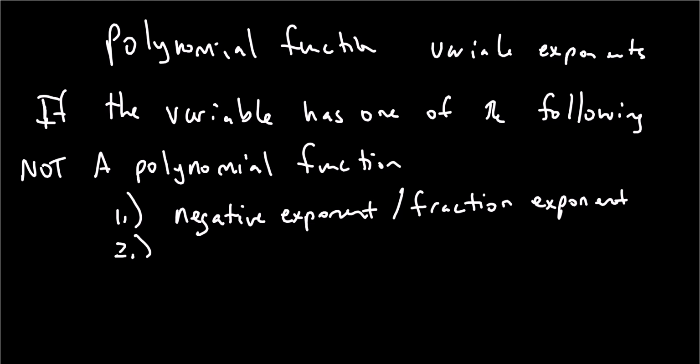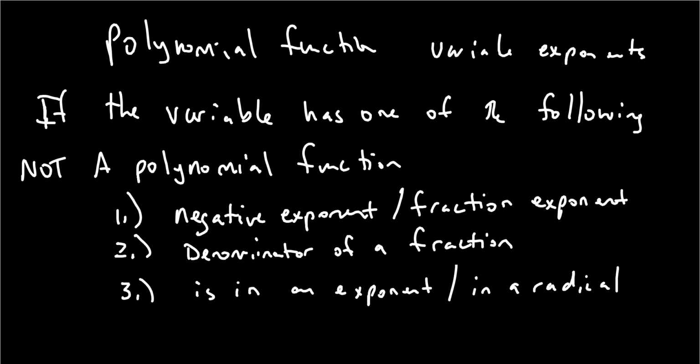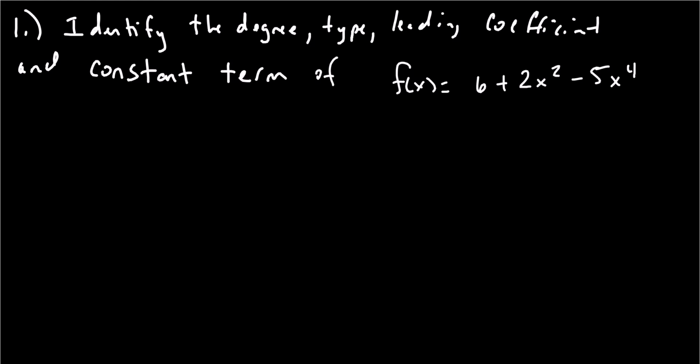If the variable is in the denominator of a fraction, not a polynomial function. If the variable is in an exponent or in a radical, not a polynomial function. Alright, so number 1 says identify the degree, type, leading coefficient, and constant term of the following function.